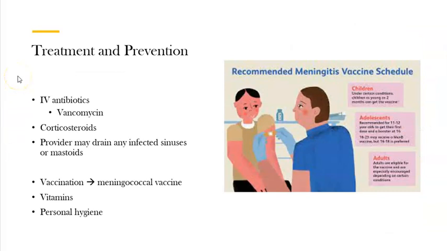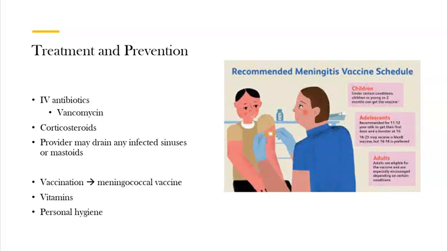So lastly, we're going to talk about treatment and prevention. A couple ways to treat it is IV antibiotics. Most commonly used is vancomycin. Corticosteroids are also used sometimes, and both of these work just to ensure recovery and reduce the risk of complications such as brain swelling or seizures.